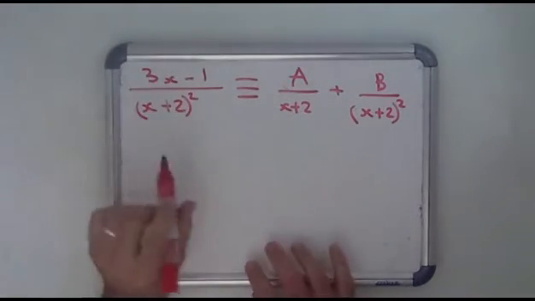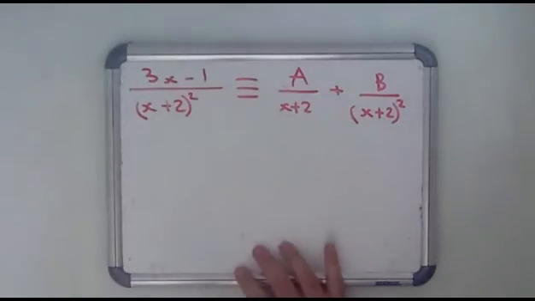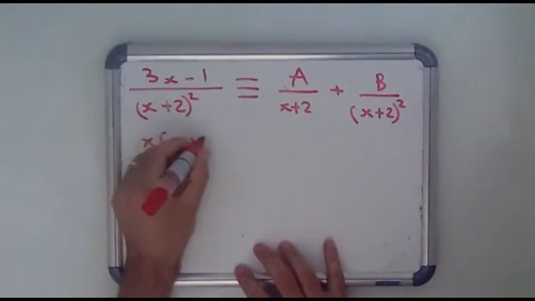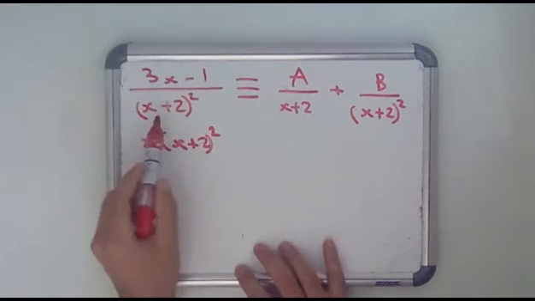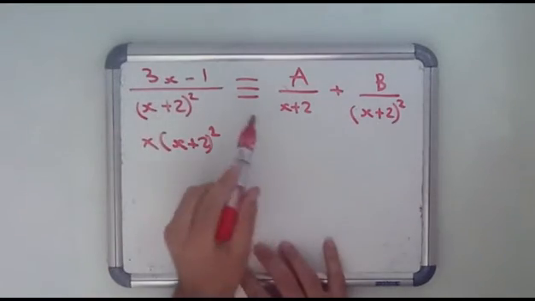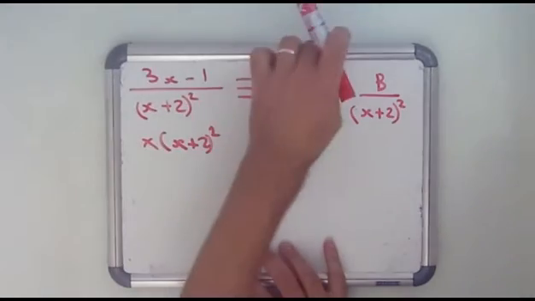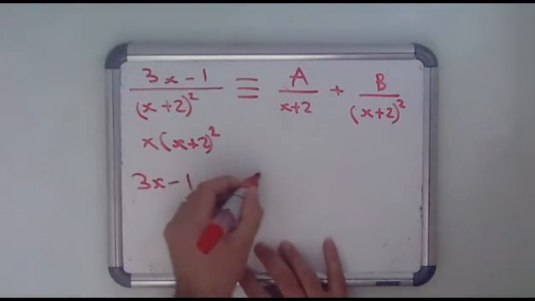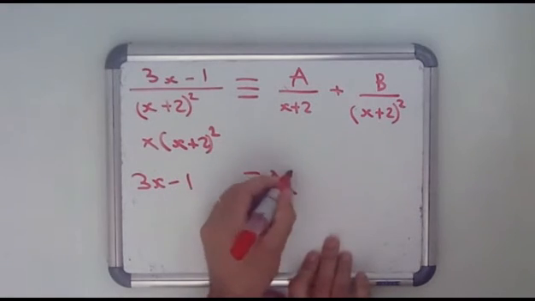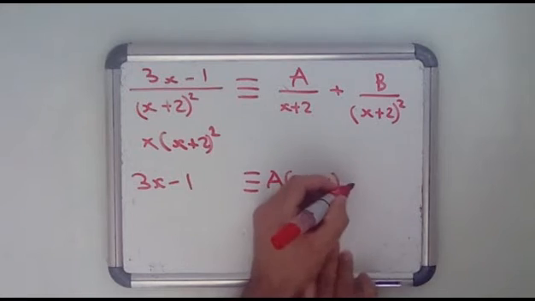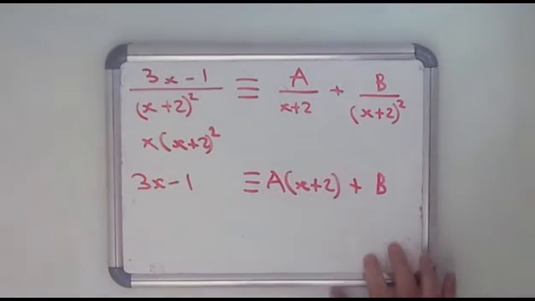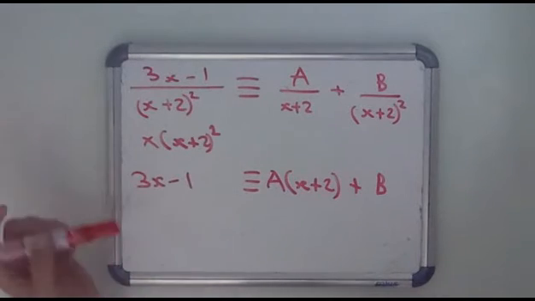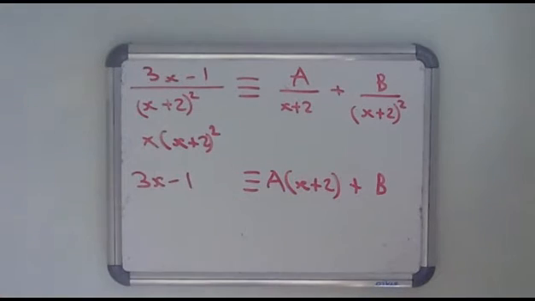Now you've got it like this, the next step is to multiply through by the highest power of the repeated factor. So we're going to multiply through by (x + 2)². That's going to mean you're going to have an (x + 2) in the numerator there. So 3x - 1 is identical to A(x + 2) + B. Knowing that this works for any value of x, we can substitute useful values of x.